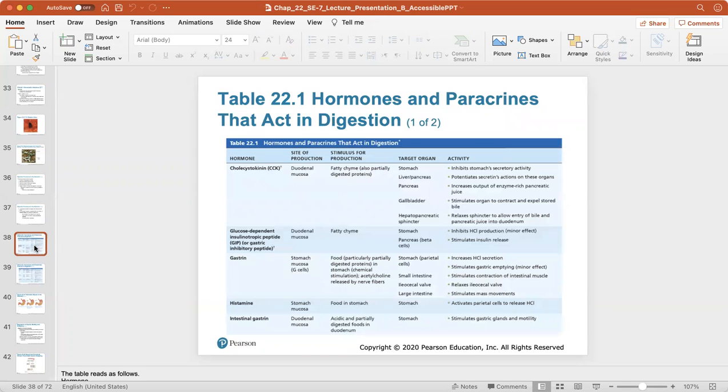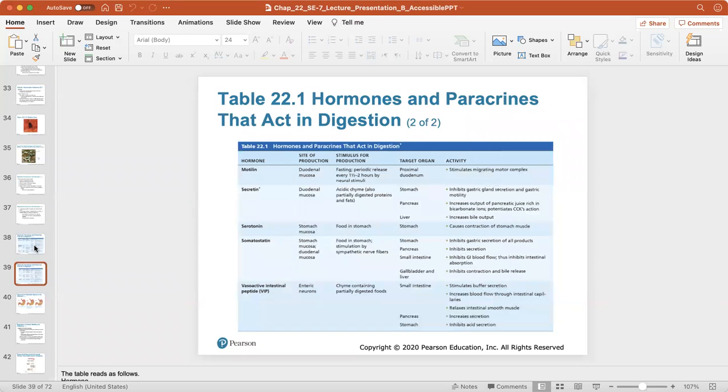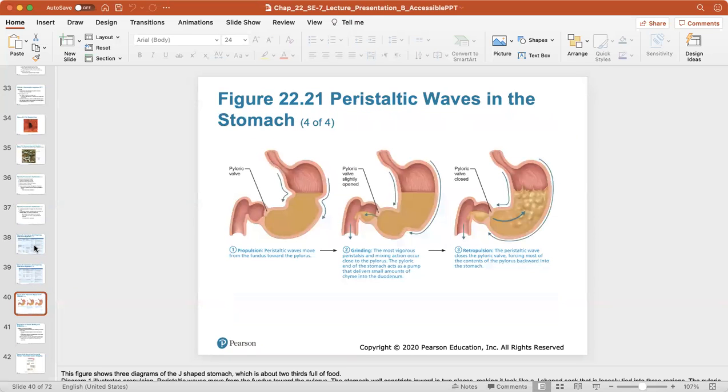So these are some of the hormones and the paracrines that act in digestion. We'll go over some of these a little more when we get to part C of this PowerPoint on digestion. Here are the peristaltic waves in the stomach. The smooth muscle layers in the stomach help to propel the chyme. They grind up the chyme. And then the retropropulsion just means it moves it back and forth to mix it.